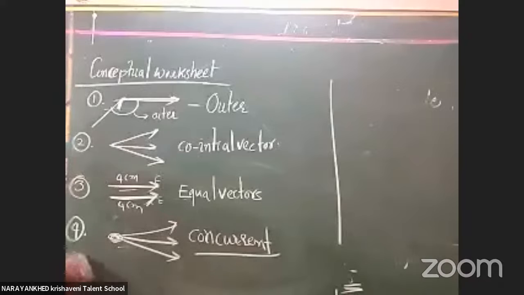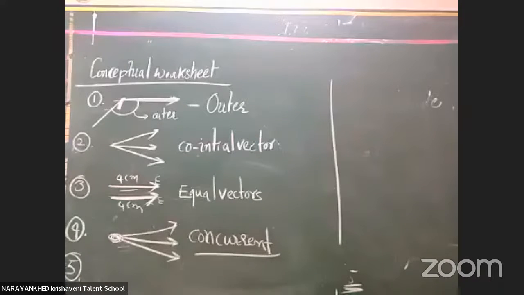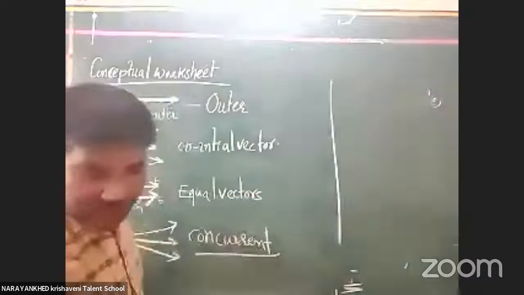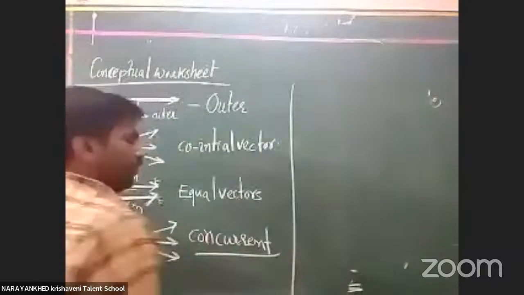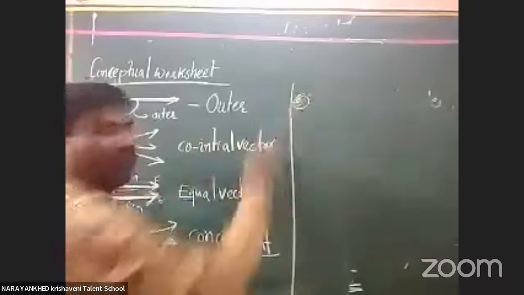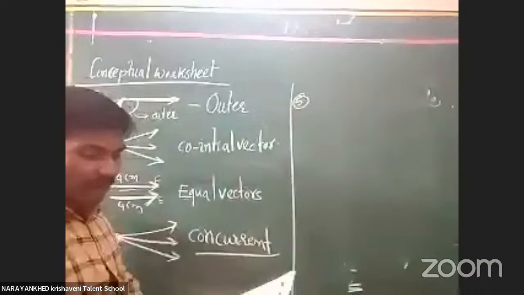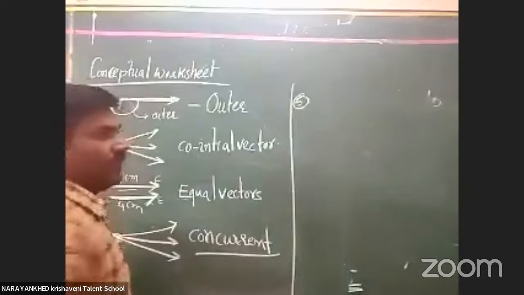Next, fifth one. Define unit vector and null vector. Fifth question, fifth answer. What are they given? Define null vector as well as the unit vector.